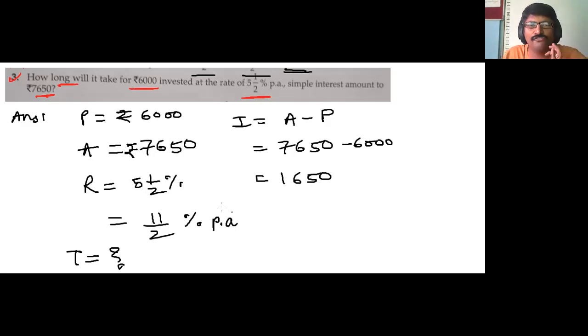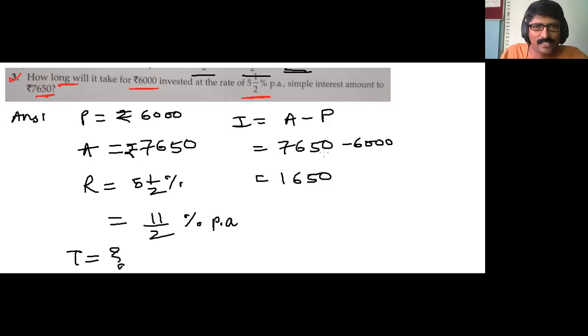So immediately, what we should do when we know the amount and we know the principal, we can calculate the interest. And how do we calculate the interest? Interest is equal to amount minus principal. This is very important, students, to recognize whether this is simple interest or amount. If you recognize this well, then only this sum becomes easier. Otherwise, you'll get confused. So interest is amount minus principal.